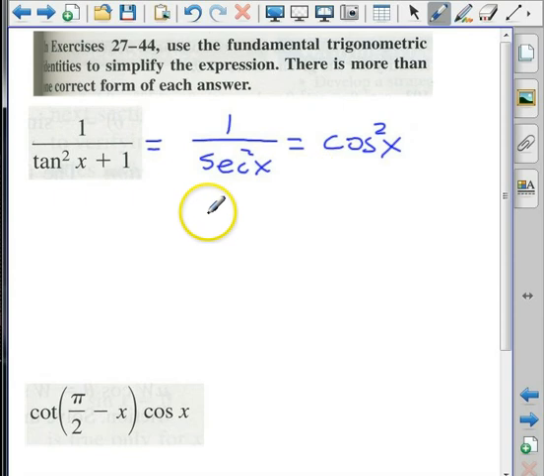And that's the point of using trig identities. We take something that looks kind of big and complicated, and we reduce it and simplify it to something that's real easy to work with.